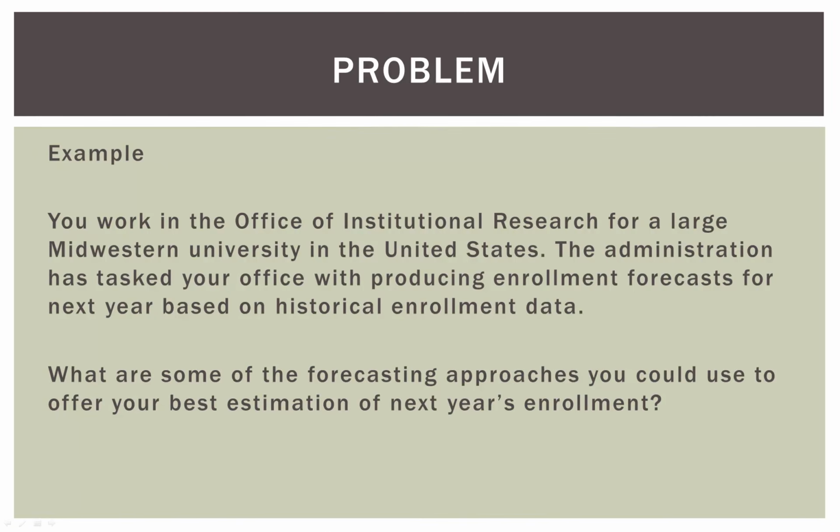So as always, we're going to start out with a problem. Let's say you work in the Office of Institutional Research for a large Midwestern university in the United States. The administration has tasked your office with producing enrollment forecasts for next year based on historical enrollment data. Of course, this helps the university determine what kind of resources it will need, how many students they can expect, and so forth. So what are some of the forecast approaches you could use to offer your best estimation of next year's enrollment?